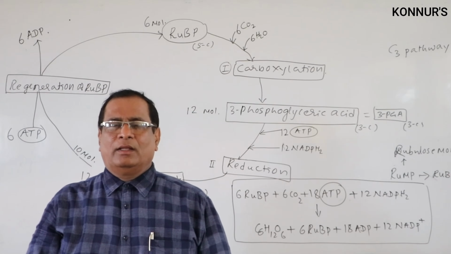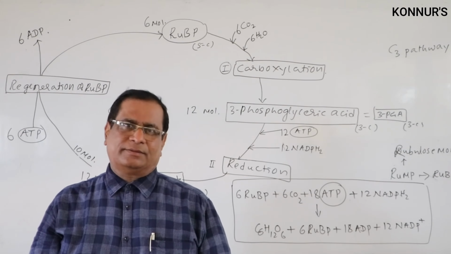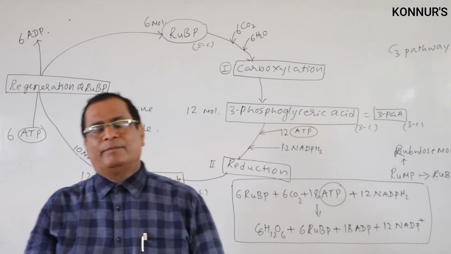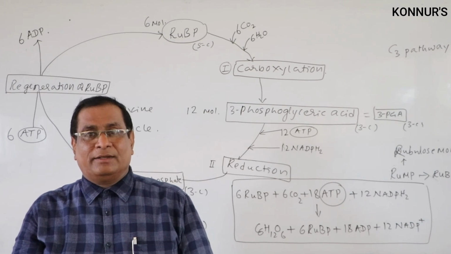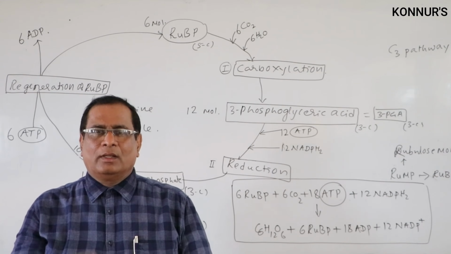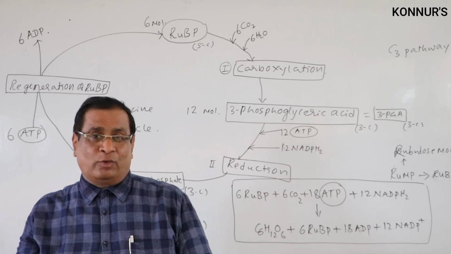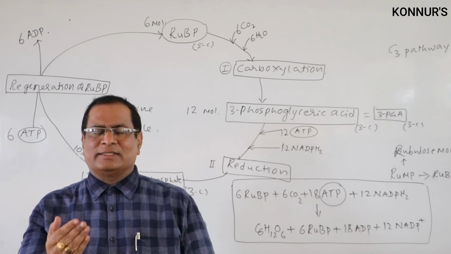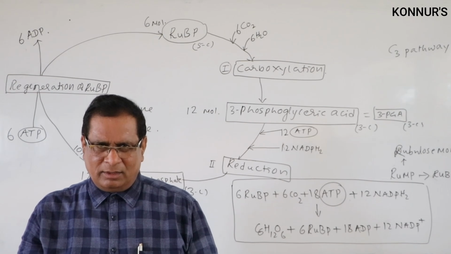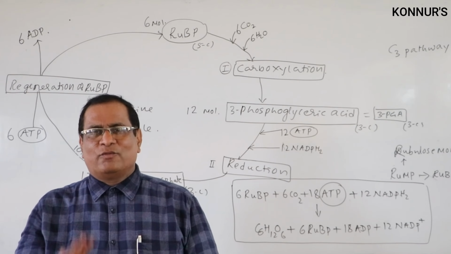And this is said to be the C3 pathway because the first formed stable compound is 3-phosphoglyceric acid. But in some plants, mainly graminaceous members like cereals, sugarcane, there is a C4 pathway. As the name indicates, as usually we can say, in the C4 pathway, the first formed stable compound has 4 carbons.